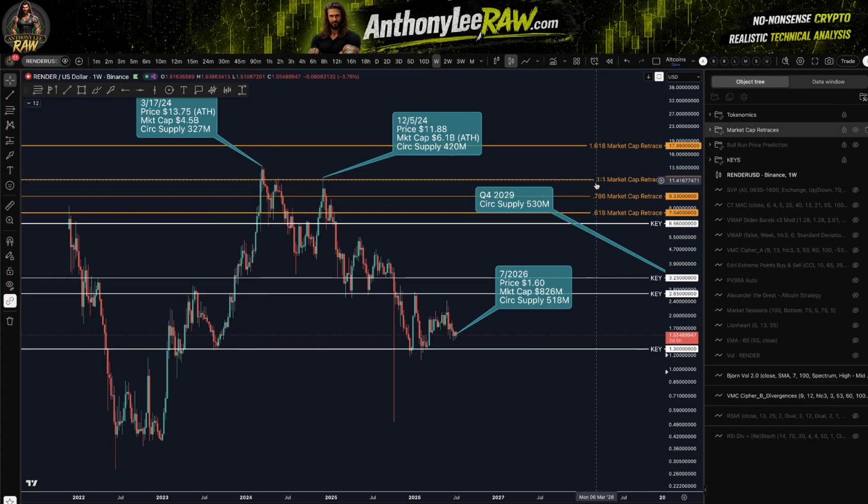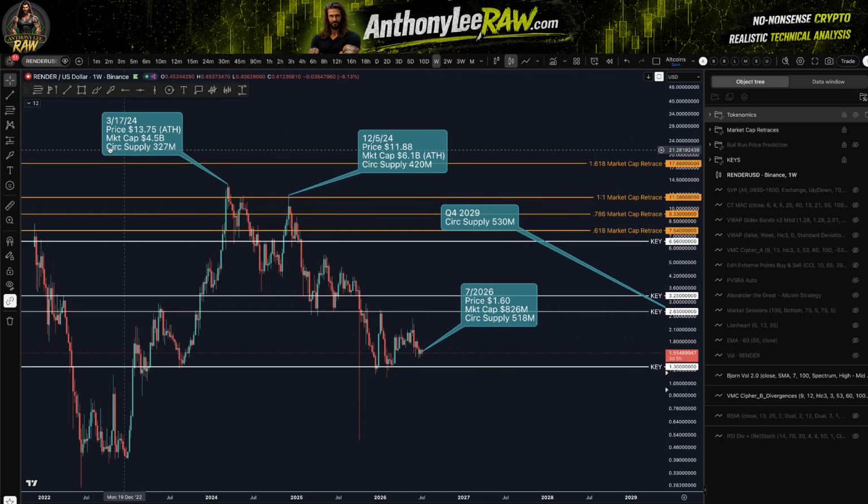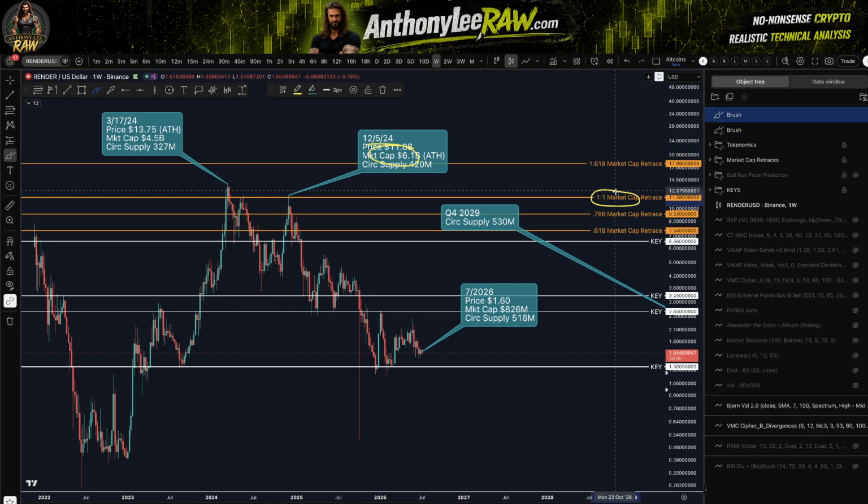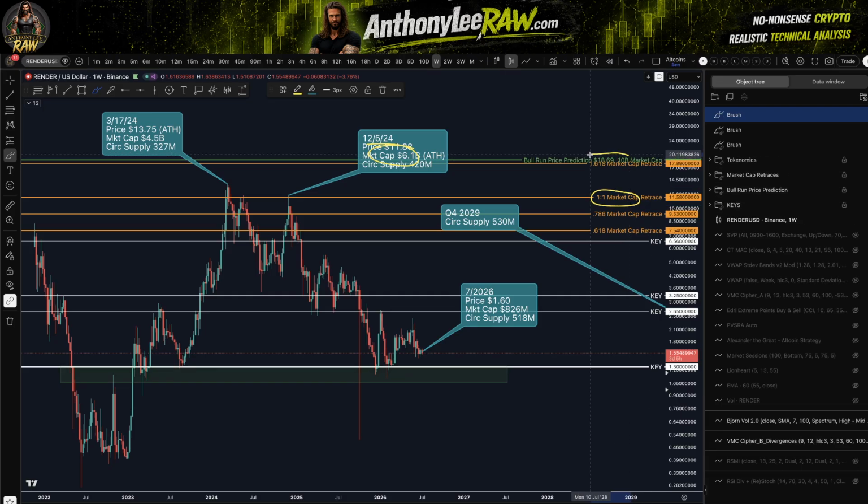All right, and these are also your market cap retrace levels. If you just do the highest market cap you've ever done, if that's all you do, 6.1 billion market cap right here, then your price is not going to be at $13.75. Your price is going to be at $11.58, okay? My bull run price prediction, I'll show you, and then I'm going to show you how you can make a fortune, okay? And I'm not exaggerating. My bull run price prediction is $10 billion and an $18.69 Render, okay?